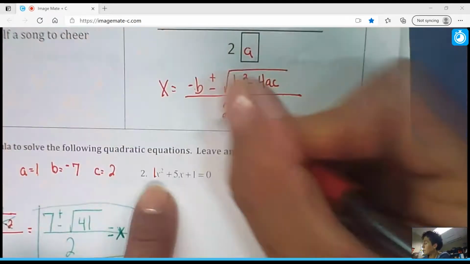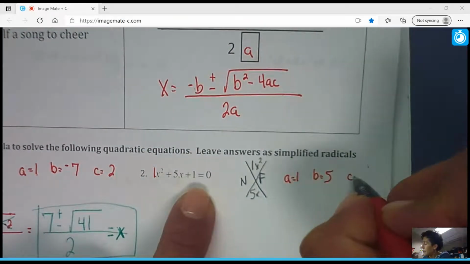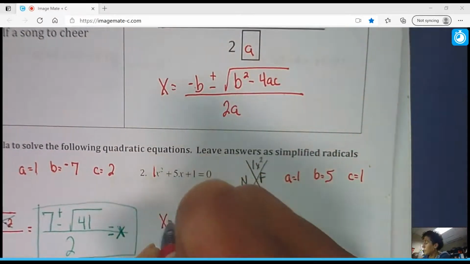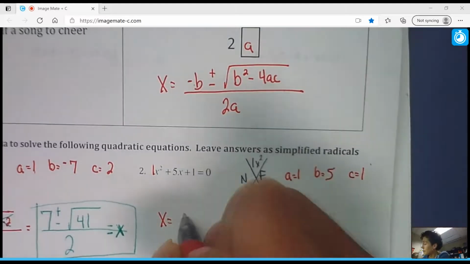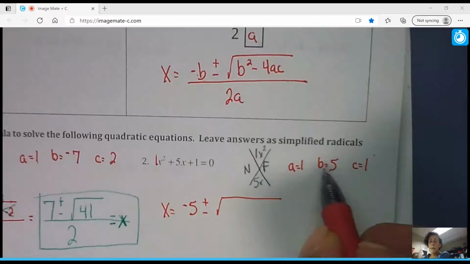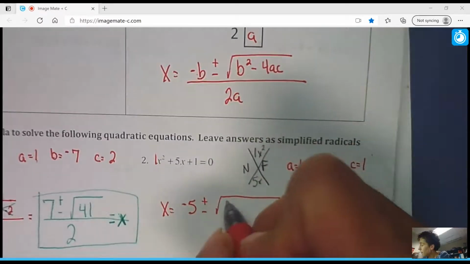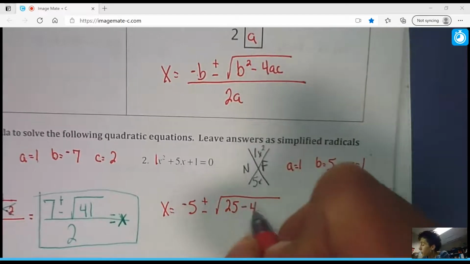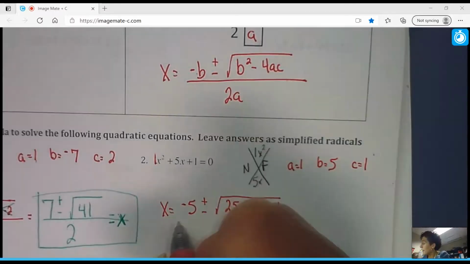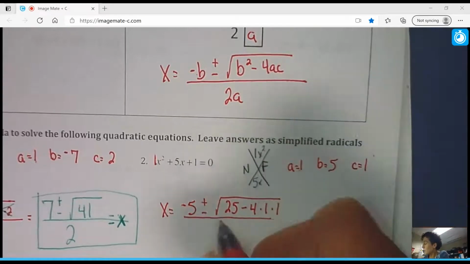So a is this invisible 1, b is 5, and c is 1. So what I'm going to do is now sing my song. X equals opposite b, so that's -5 plus or minus square root b squared. So I'm going to go ahead and take 5 and square it. So 5 times 5 is 25, minus 4 times a times c. And then all of this is over 2 times a. And so again, like before, I'm just going to go ahead and do 2 times 1 and put 2 in here.